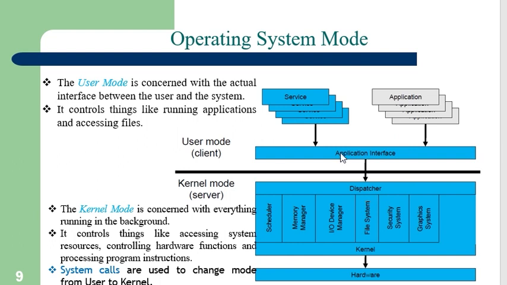In this diagrammatic representation, this is the user mode, which is called the client, and the kernel mode. The user mode is an application interface which consists of services and the applications. Secondly, the kernel mode is concerned with everything running in the background. It controls things like accessing system resources, controlling hardware functions, and processing program instructions. The kernel mode is also called the server, which has the dispatcher and connects to the hardware. System calls are used to change mode from the user to the kernel.